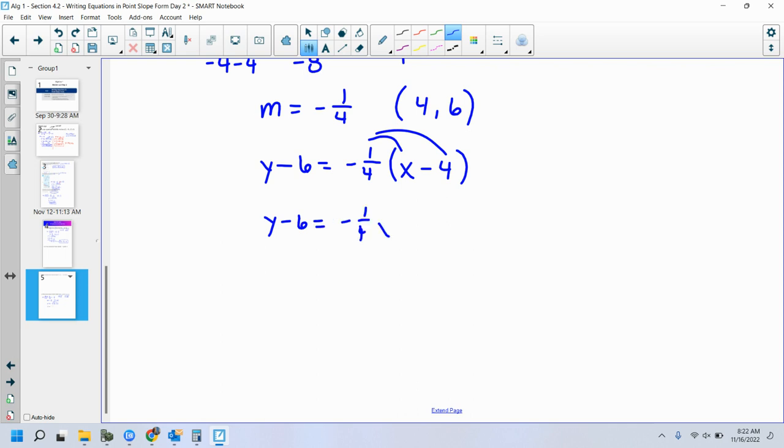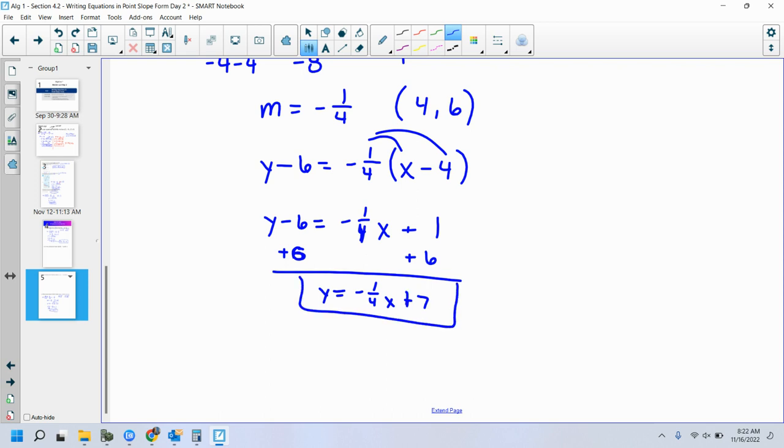Negative 1/4 x, and then 1/4 of 4 is 1. Negative times a negative is a positive 1. Add the 6 over to the other side. And I get y is equal to negative 1/4 x plus 7. Oh, I boxed that. Should I box that? No. F of x equals negative 1/4 x plus 7.